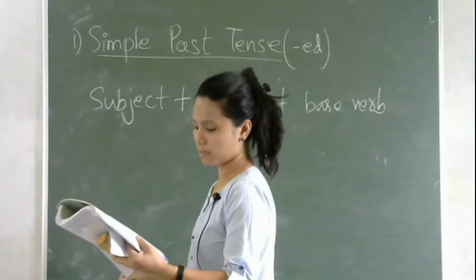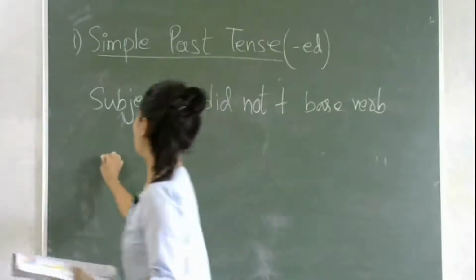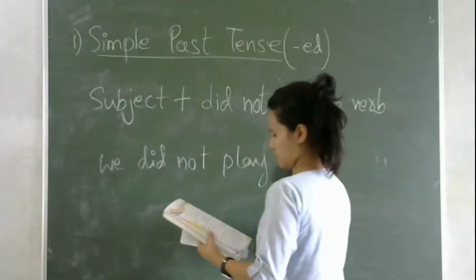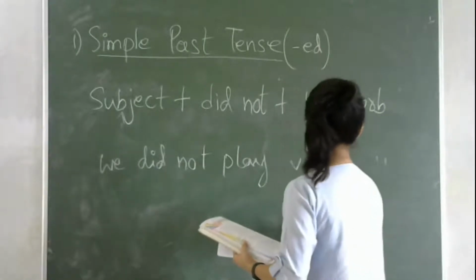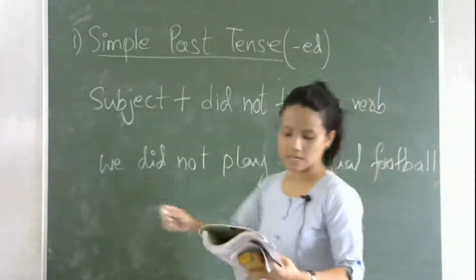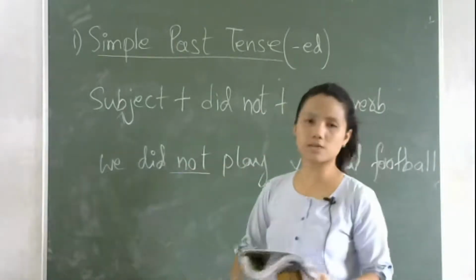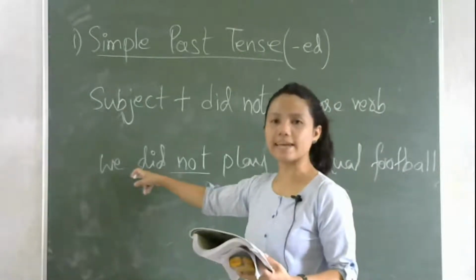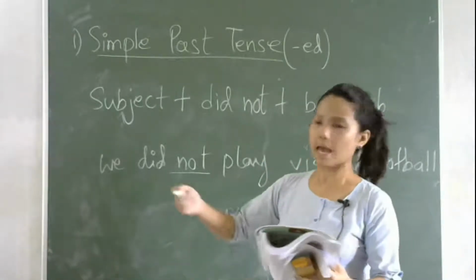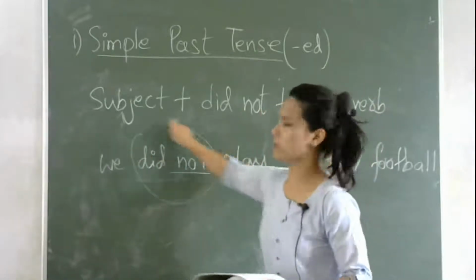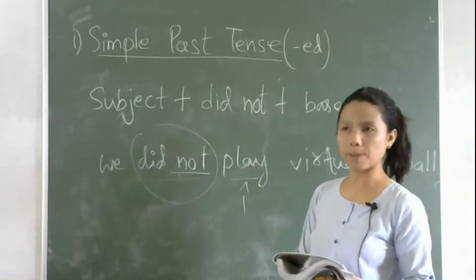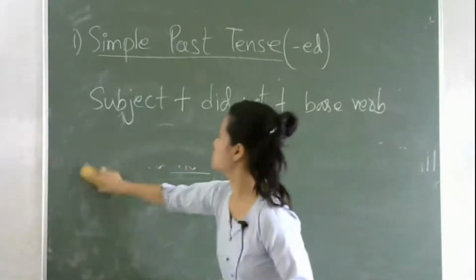So we will take the same example again. We did not play virtual football. So it is negative because the "not" is added. When there is a "not" in a sentence, it is always in the negative form. So the first, we played virtual football, was in the positive form, and when we added "did not", it becomes the negative form. And the verb becomes the first form, play. Okay?